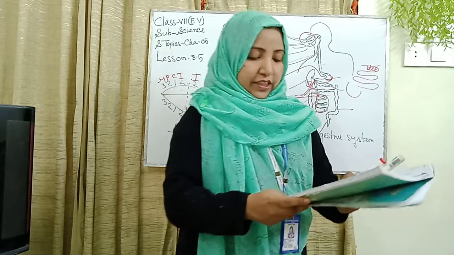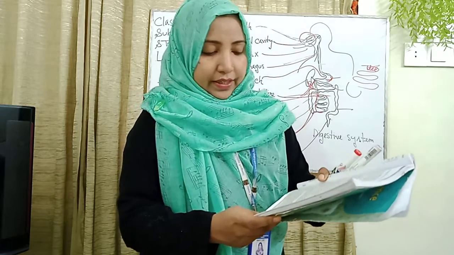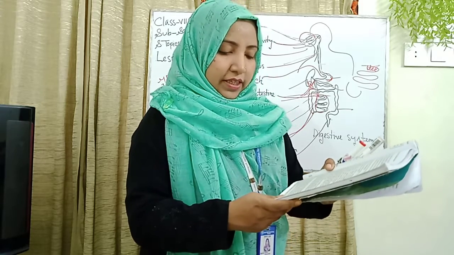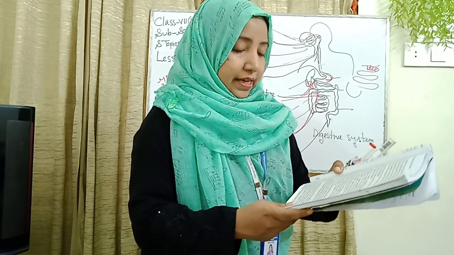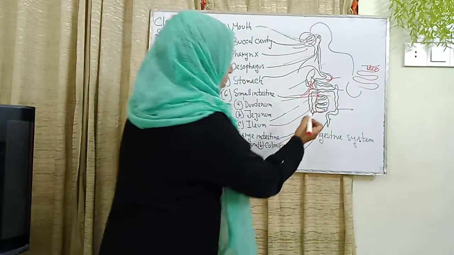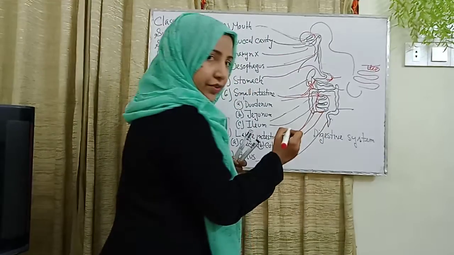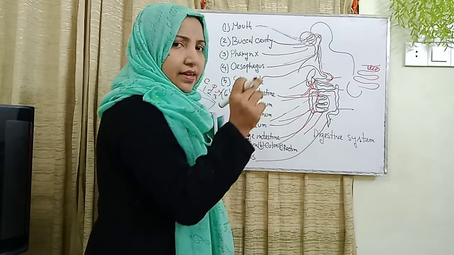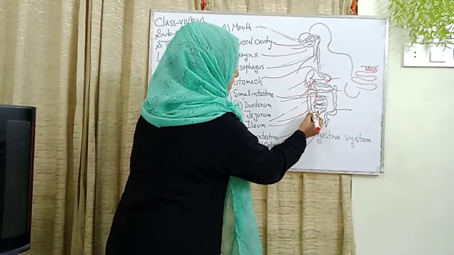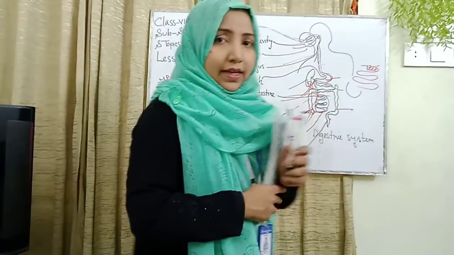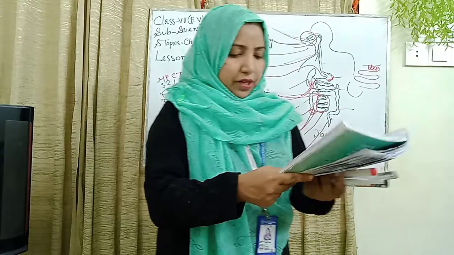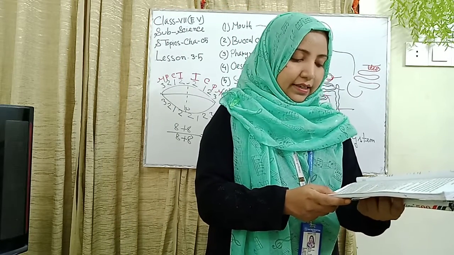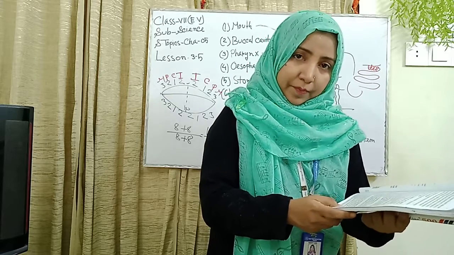The large intestine starts just after the small intestine. It extends from the ileum to the anus. At the joining point of the small intestine and large intestine, there is a valve. Here I also draw. This is the small intestine, and this structure is the large intestine. The small intestine and large intestine connect with another structure, the valve. Okay, and here it is smaller than the small intestine in length, but its inner diameter is greater than the inner diameter of the small intestine.